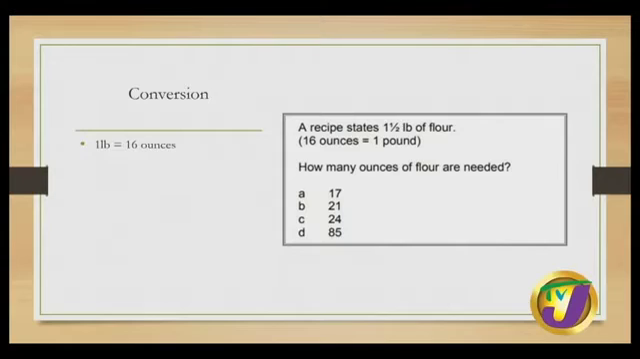So let's just look at the information that's given. 1 pound is 16 ounces. Therefore, half a pound would be half of the 16, which is 8 ounces. Now, 1.5 would be 16 plus 8, which is 24 ounces. So 1.5 pounds is equal to 24 ounces.